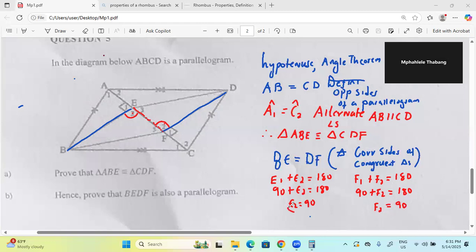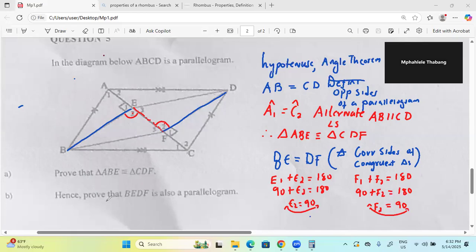So E2 equals 90, F2 equals 90, therefore BE is parallel to FD. Look at E2 and F2. They appear to be alternate. They appear to be forming a Z shape. Just because those angles which appear to be alternate are equal, it means the line BE is parallel to DF.